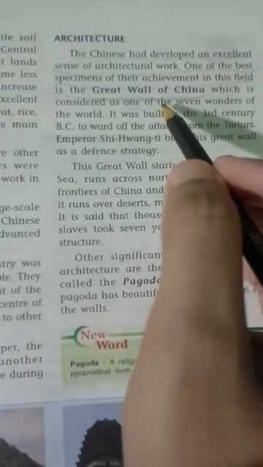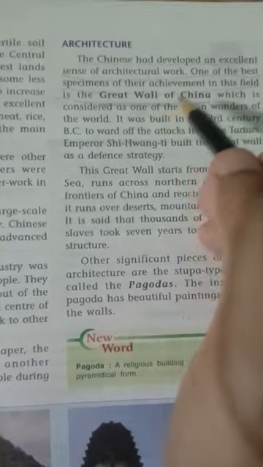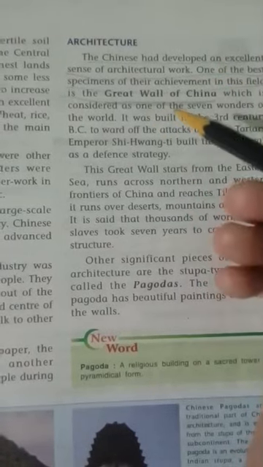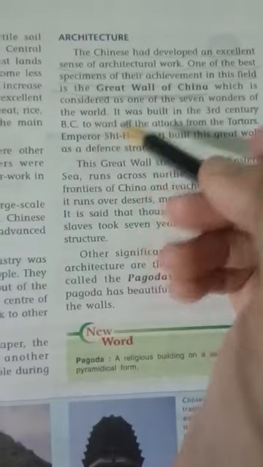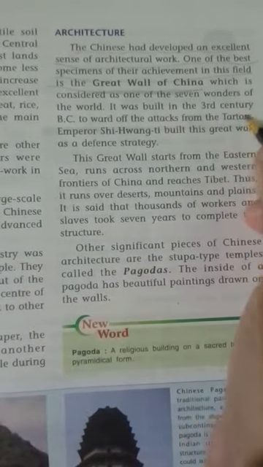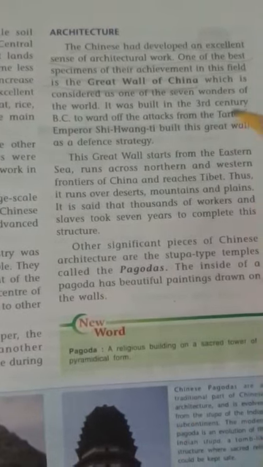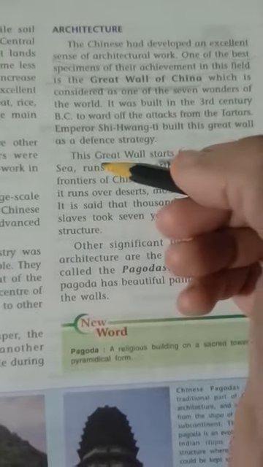This was one of the greatest specimens of architecture achieved by the Chinese civilization, which is considered as one of the seven wonders of the world also. It was built in the 3rd century BC to ward off, means to keep away, the attacks from the Tartars. These Tartars were some kind of tribal people. They used to frequently attack the Chinese empire.